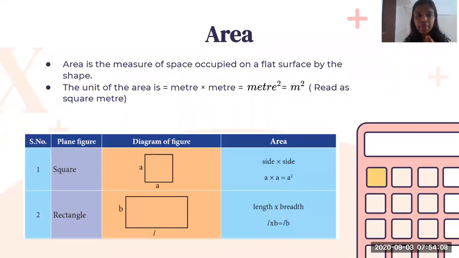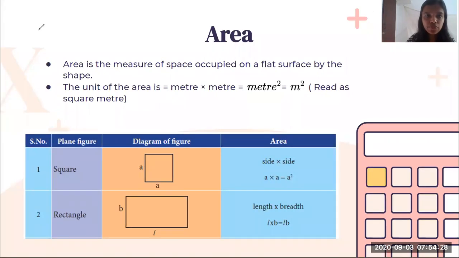So here, like I mentioned, area is meter into meter. How we generally say it is meter square. There are 2 meters, so how we write it is: we write meter, and on top you write 2, which means that we have 2 meters, and we call it meter square.